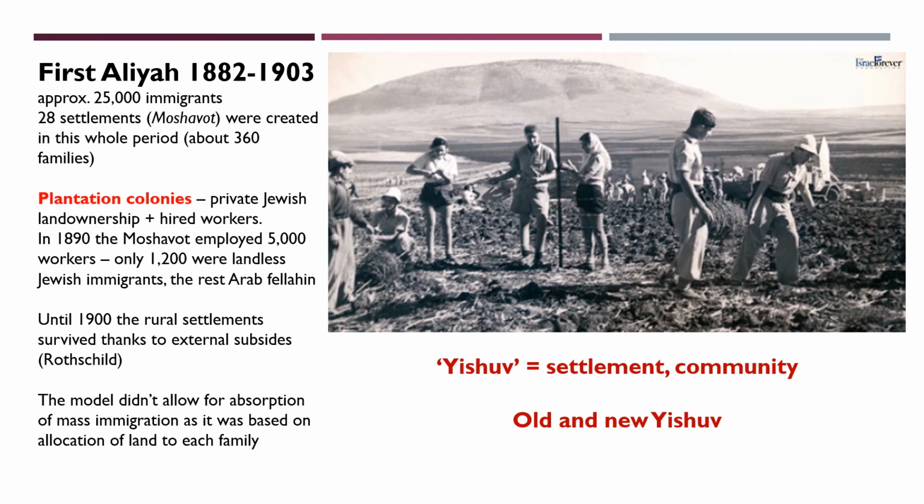And the new Yishuv was the formation of this new settlement established by Jews from Europe, Ashkenazi Jews, Zionist Jews, coming into the country to build a new Jewish community. So as you see, we have a distinction between two forms of Jewish community, and this is going to be a distinction that there will be much more to add to in the next weeks to come.